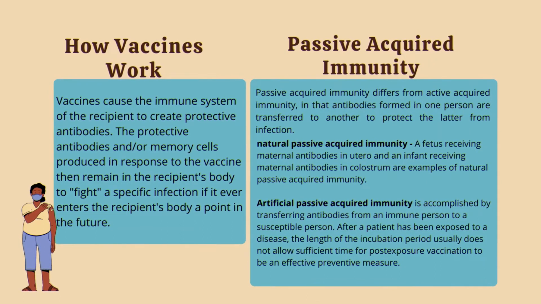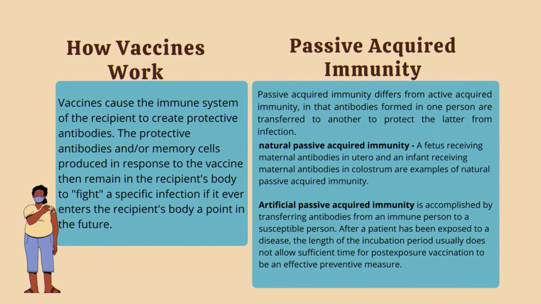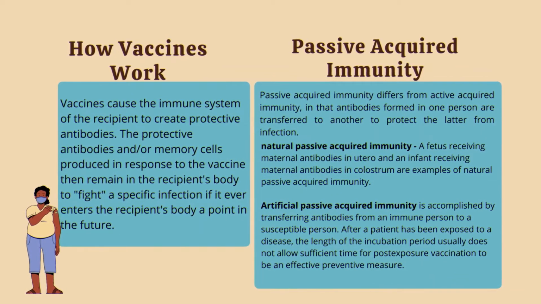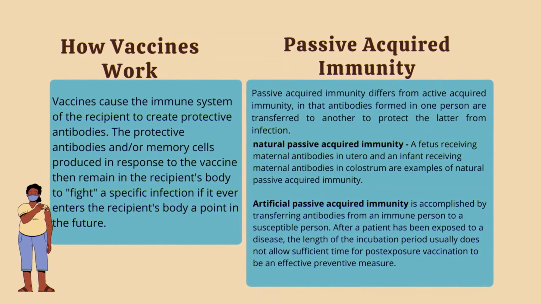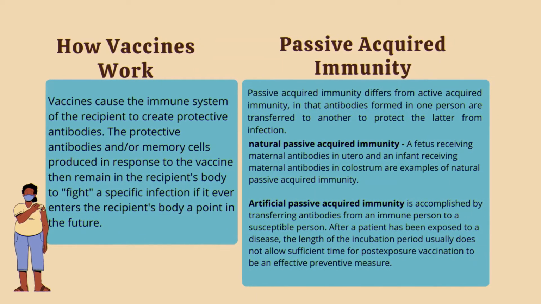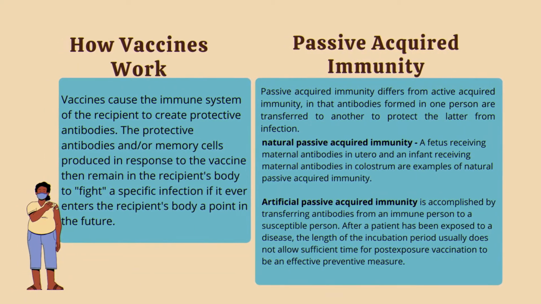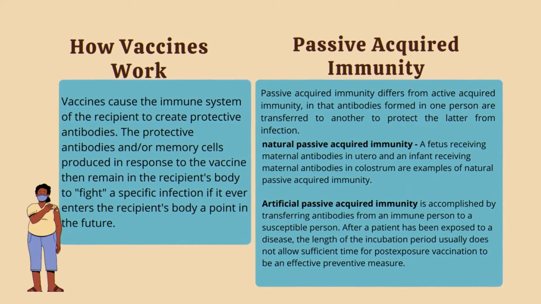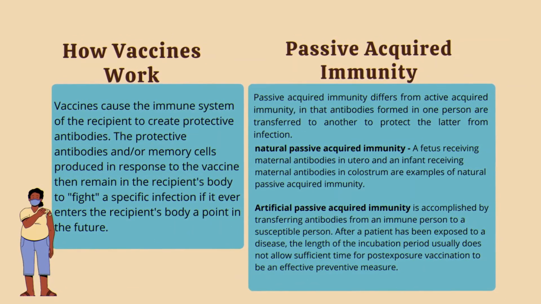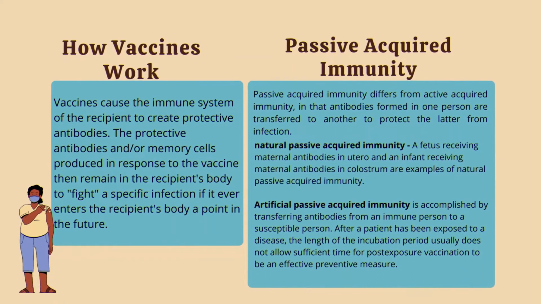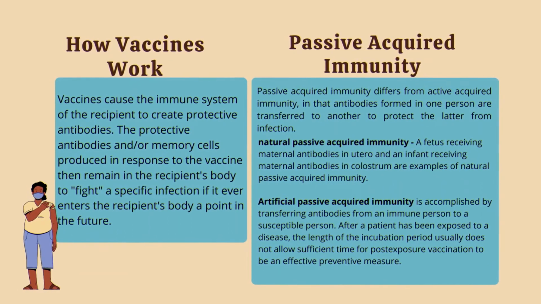Passive acquired immunity. In passive acquired immunity, a person receives antibodies rather than producing them. This can occur naturally or in an artificial manner. In natural passive acquired immunity, a fetus receiving maternal antibodies in utero and an infant receiving maternal antibodies in the colostrum are examples. Artificial passive acquired immunity is accomplished by transferring antibodies from an immune person to a susceptible person.